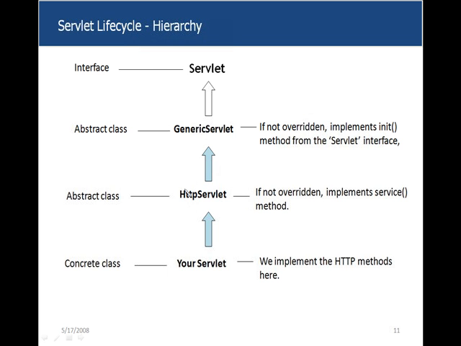When you do not override the init method, it takes the default implementation from the generic servlet, right? Now HTTP servlet extends the generic servlet, and this again is an abstract class. Here if you do not override the service method, the default implementation from HTTP servlet is taken. And in the end, your servlet. This is the servlet which you code in. The servlet class which you actually write should extend the HTTP servlet, and this is a concrete class. This is the place where you implement your HTTP methods, that is either doGet or doPost, right?